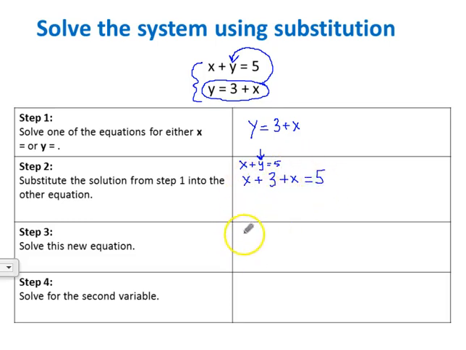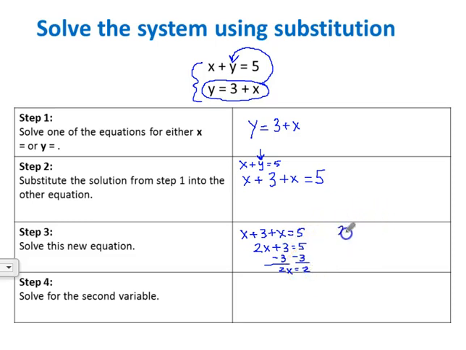So now we're going to solve for x. So x plus 3 plus x equals 5. Oops, equals 5, not 6. So let's work on solving. I'm going to combine my x terms on the left side. X plus x gives me 2x. My pen was being silly, so let's get this going. 2x plus 3 equals 5. Subtract 3 from both sides. I get 2x equals 5 minus 3, which is 2.